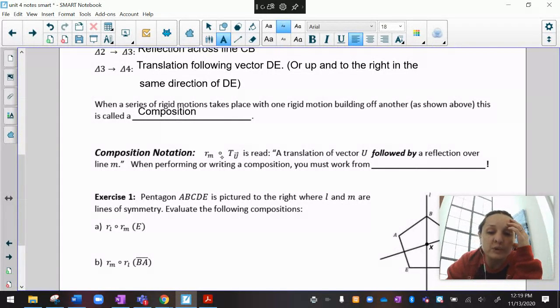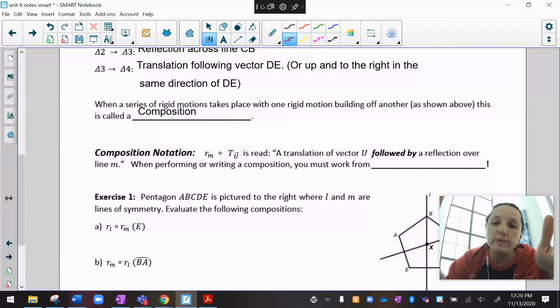So composition notation often has this little bubble in the middle. And so this says a reflection of M following a translation of vector U. Okay, now I said a reflection of M following a translation of U. Another way to read that is you translate U first, and then you follow that with a reflection over M.